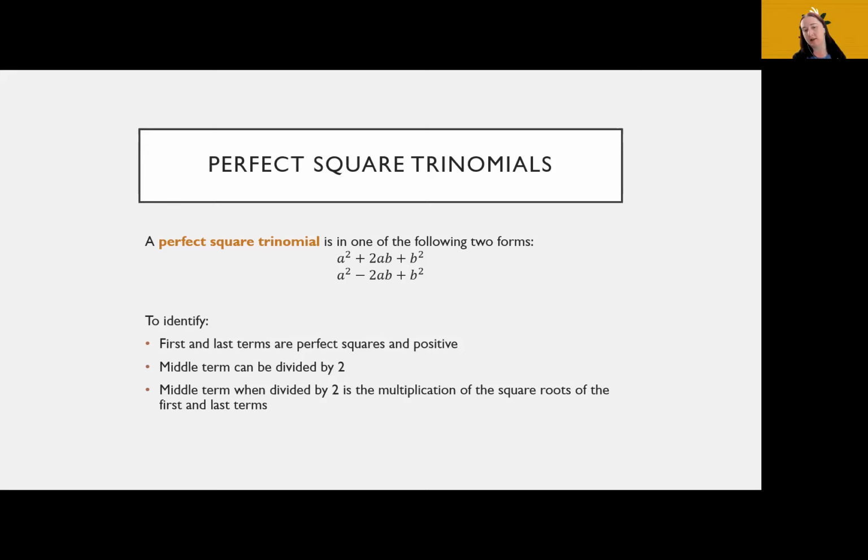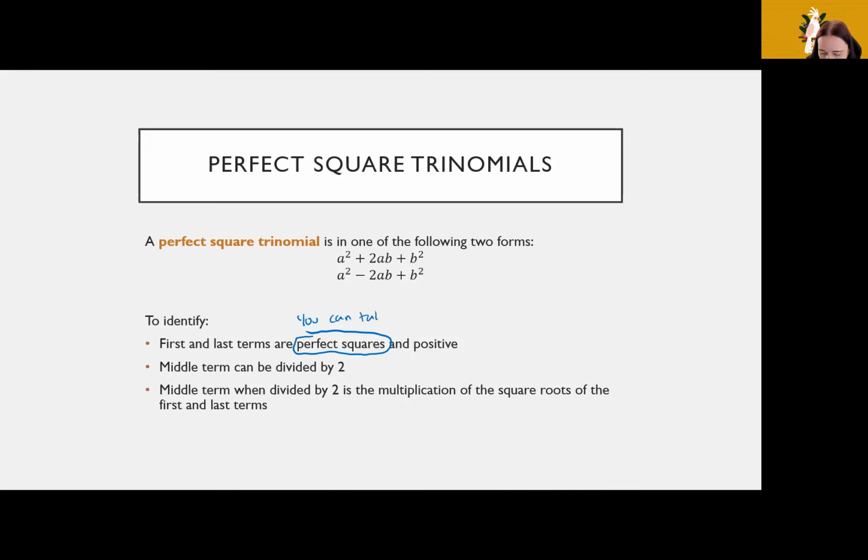But the key, and this is how you identify you have a perfect square trinomial, is that your first and last terms are perfect squares and they're positive. So you don't have a negative in front of them. And when we say perfect square, that means you can take the square root of it. So that's what it means by perfect square. And that's where the name perfect square trinomial comes from.